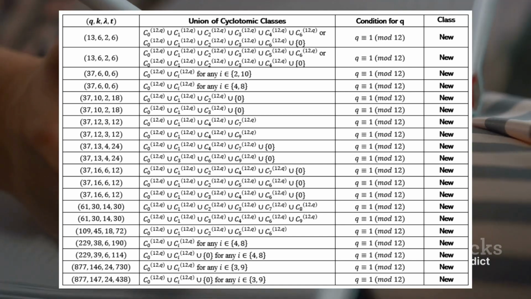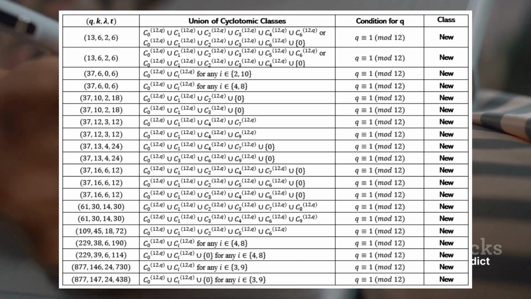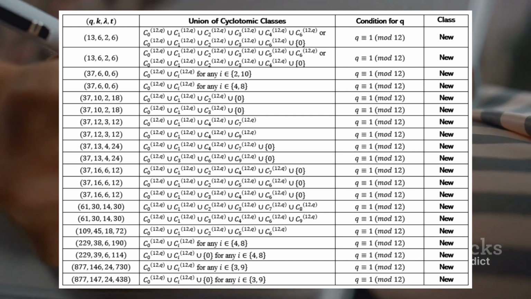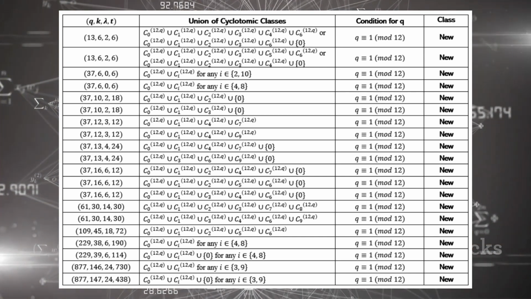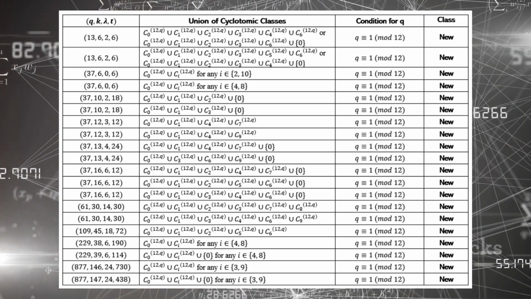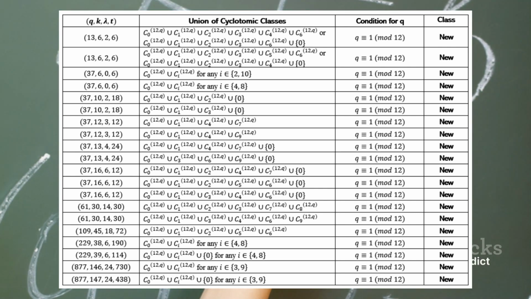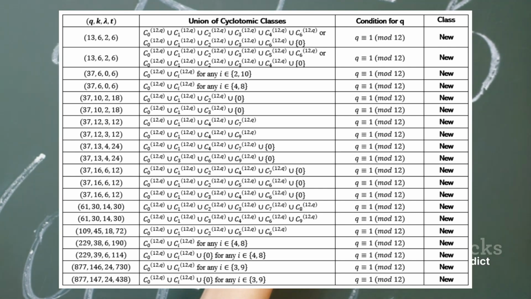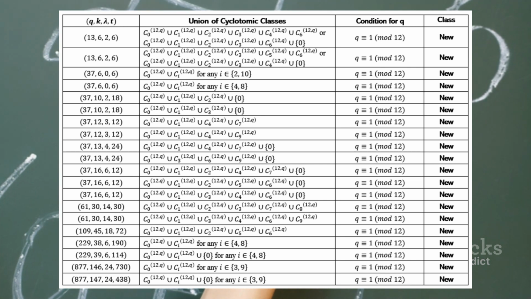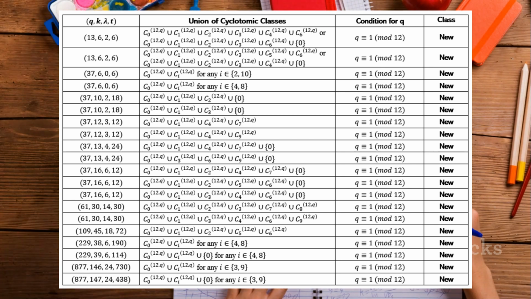3 new (37, 16, 6, 12) almost difference sets, and 2 new inequivalent (61, 30, 14, 30) almost difference sets which are not partial difference sets, all generated from unions of suitable cyclotomic classes of order 12. Other new almost difference sets are also constructed for q equals 109, 229, and 877.